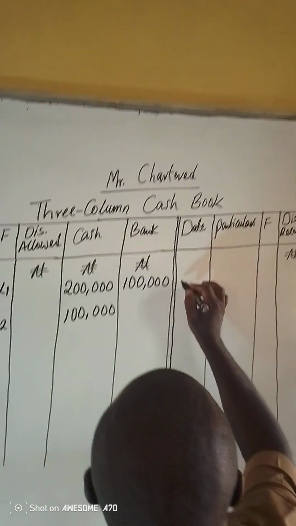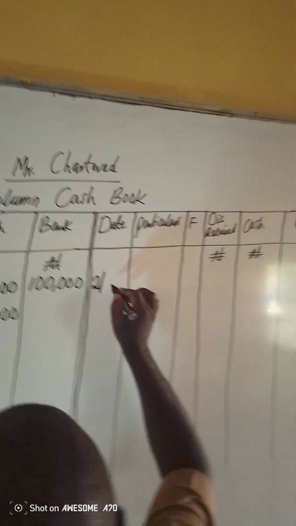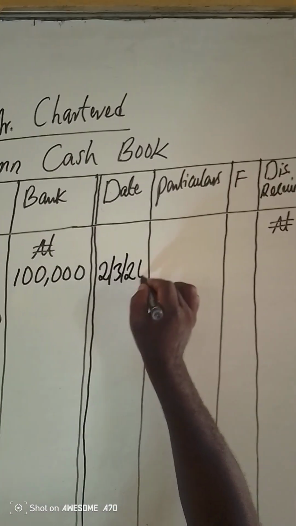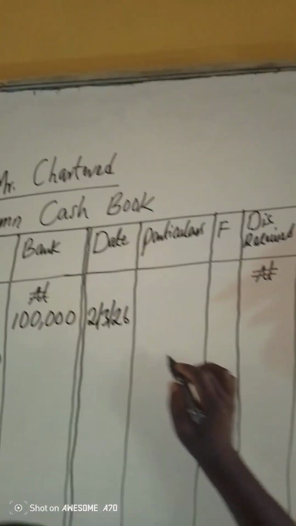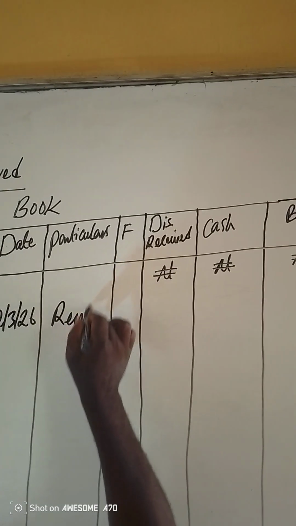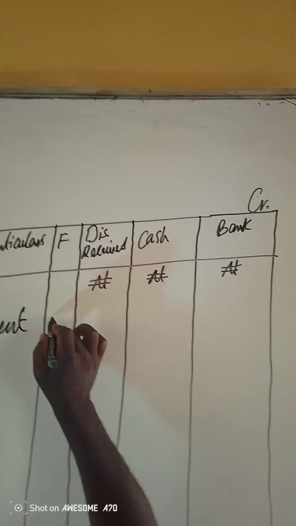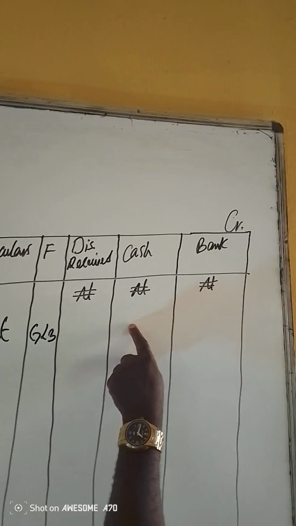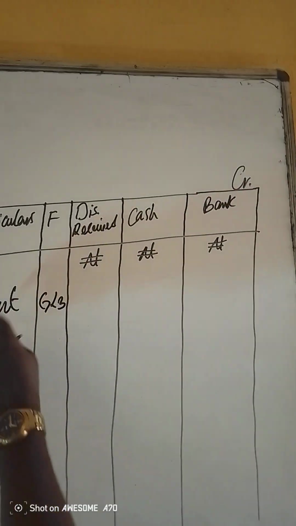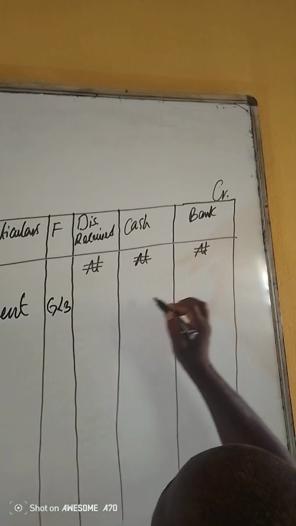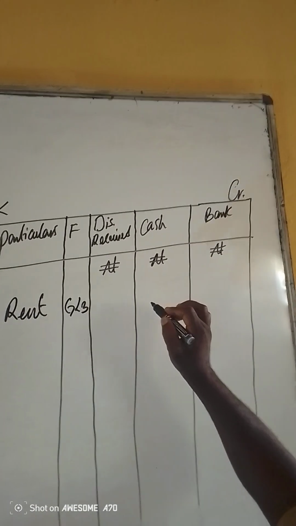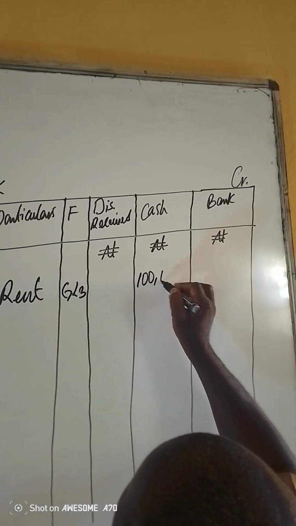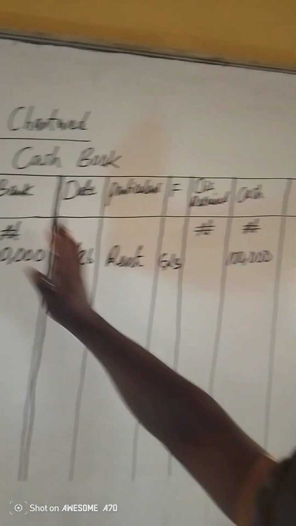On this day, which is 2nd of March 26, cash is given to rent. And this becomes general ledger 3. And then the amount is under cash, because cash is going out of the business to pay shop rent, which is the same thing as rent. How much is that? That is 100,000 naira. And then cash shall be credited.